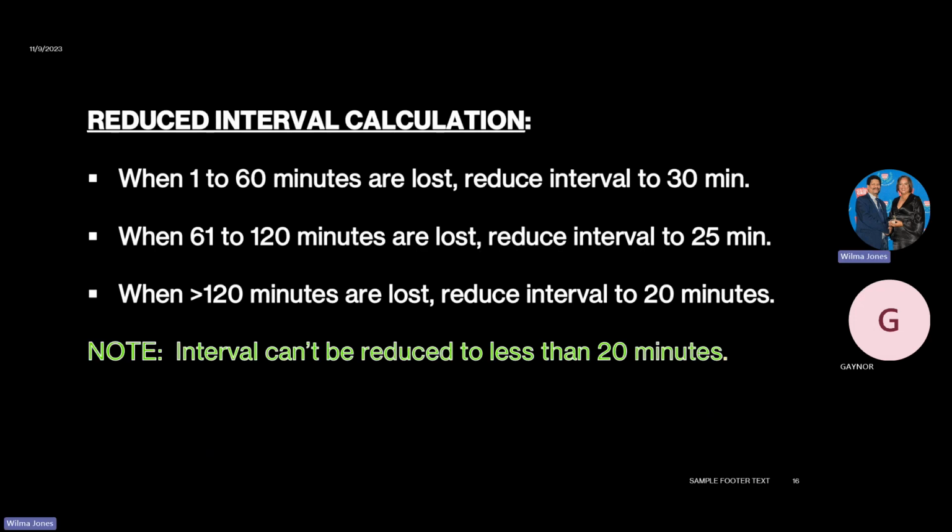Reduced overs calculation. So when 1 to 60 minutes are lost, we can reduce the interval to 30 minutes. 61 to 120, so that is after the first hour to 2 hours, we can reduce the interval to 25. And when more than 2 hours are lost, we can reduce the interval to 20 minutes. Again, the interval cannot be reduced to less than 20 minutes.